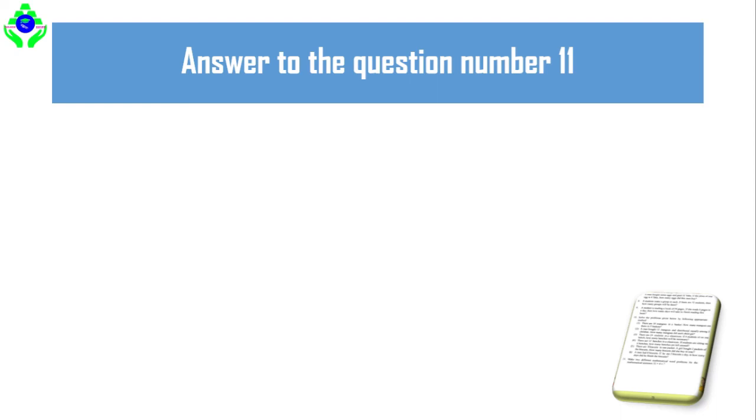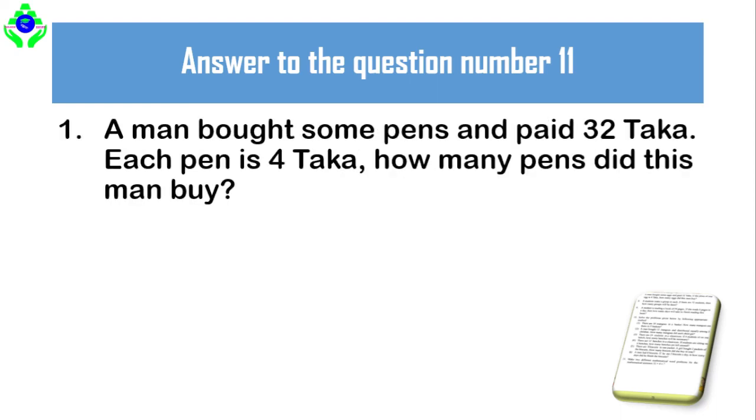At the first process you can write like that: A man bought some pens and paid 32 taka. Each pen is 4 taka. So how many pens did this man buy? So the first procedure would be like that. You can write this answer, or you can invent another question of your own, and then you can solve question number 11.